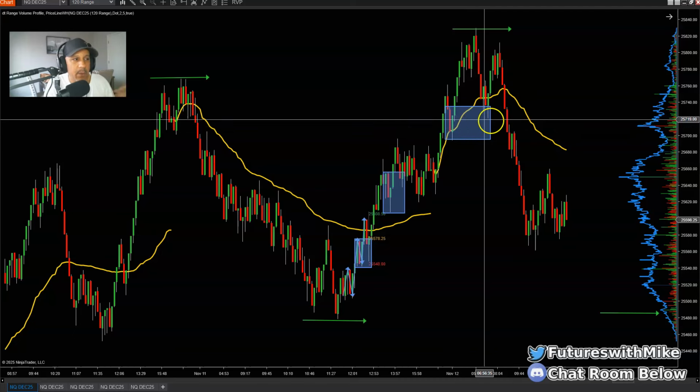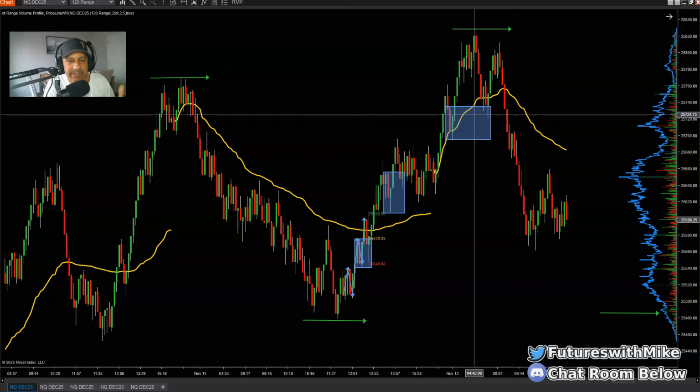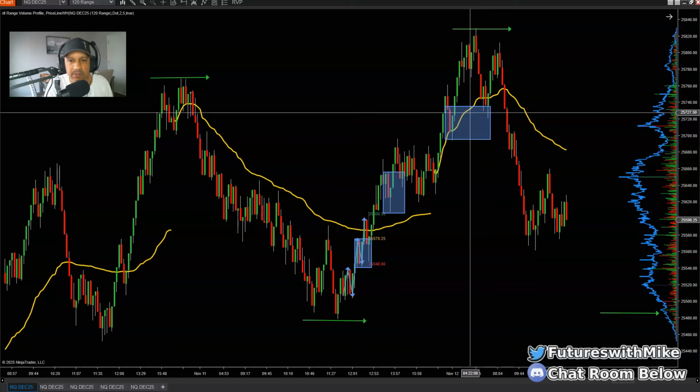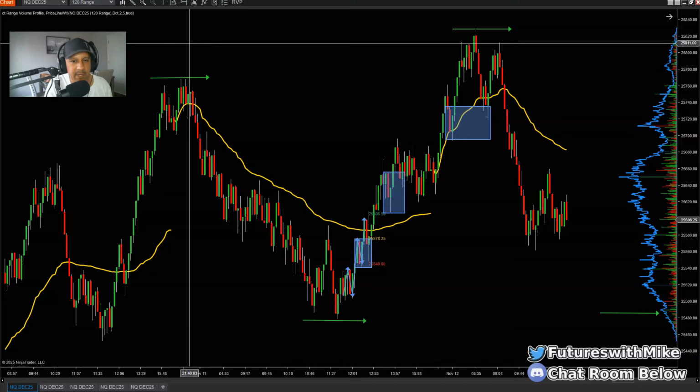Now, with volume profile brought into the picture here, again, treat this chart as if it was the MES. It doesn't matter, because you're going to see the same patterns take place across multiple markets. This just happens to be the NASDAQ, but just think about it. Oh, okay, this was the MES, the micro E-mini S&P 500, okay?